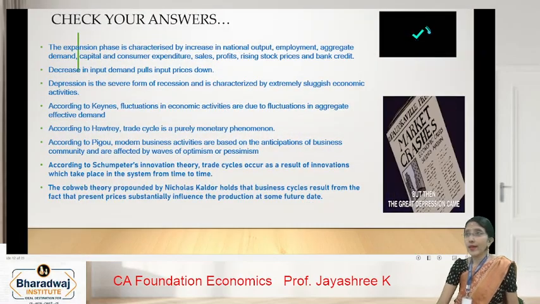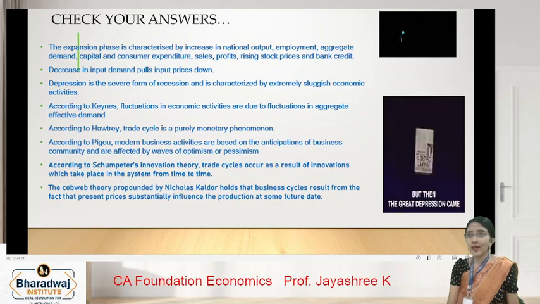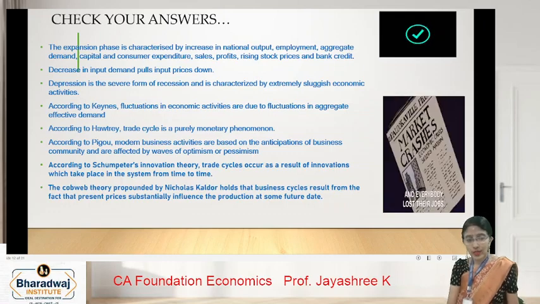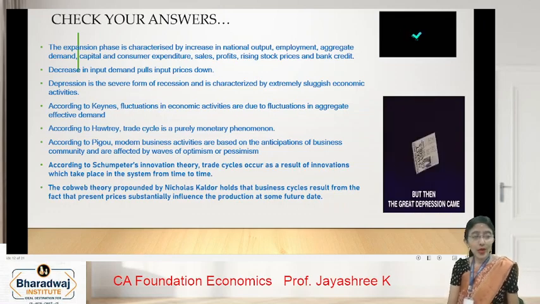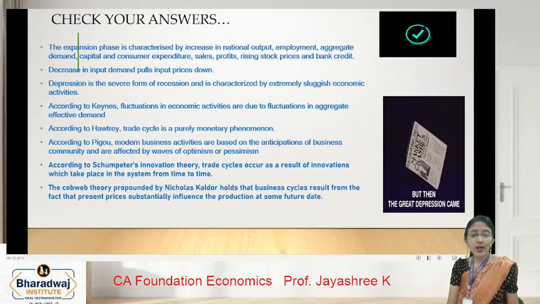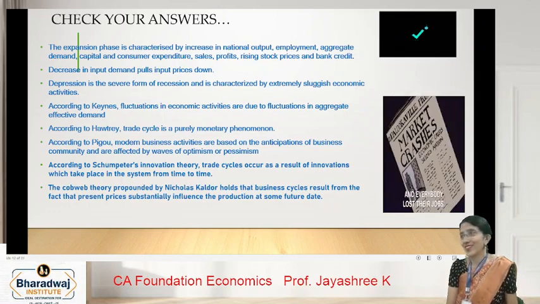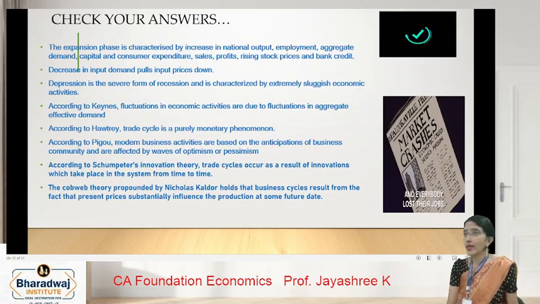Now look at the answer. Take down the answer. The first one: the expansion phase is characterized by increase in national output. Decrease in demand, input demand pulls input prices down. That you would have done, no? Depression is a severe form of recession. According to Keynes, fluctuations in economic activities are due to fluctuations in aggregate effective demand. We are expecting this. Hawtrey is a monetary economist, therefore we can expect it. According to Hawtrey, trade cycle is purely a monetary phenomenon.